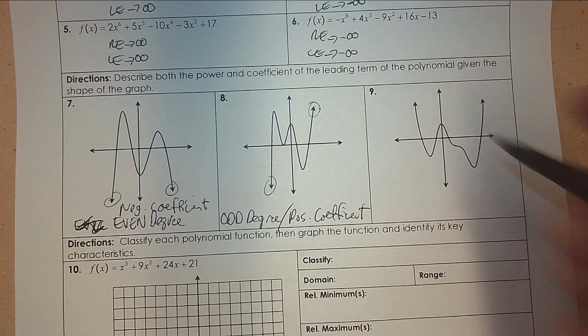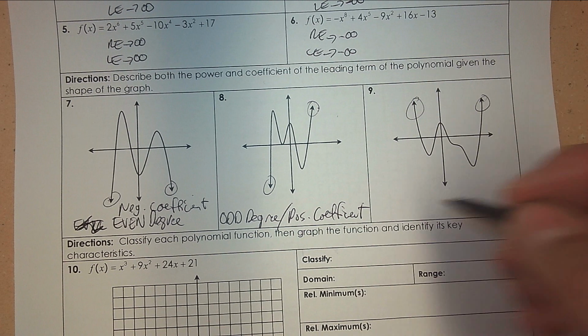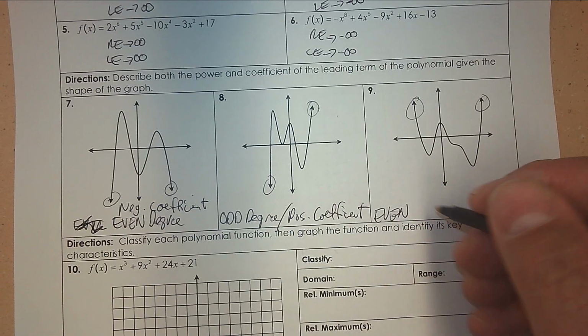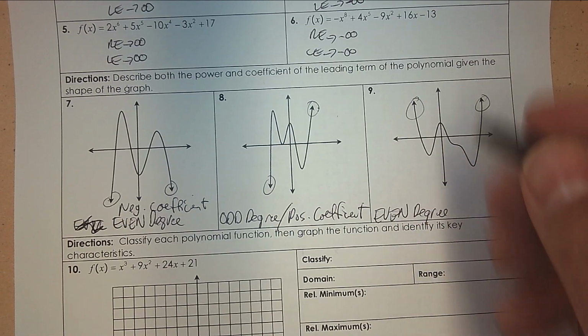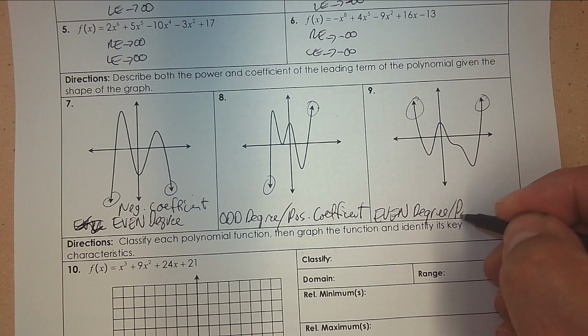So again, I look at both ends. They go in the same direction. That means it's even. Then I look at the right end. In this case, you can look at both. They both go up, so that means there must be a positive coefficient.